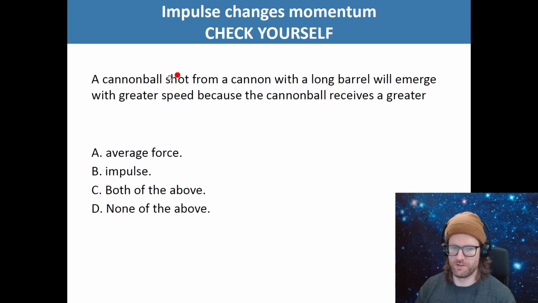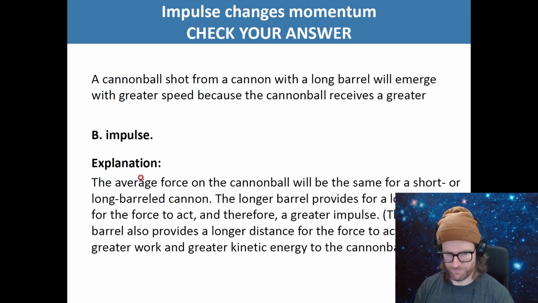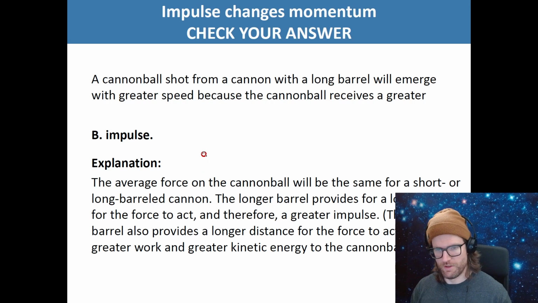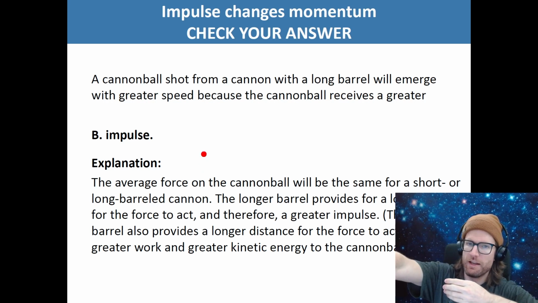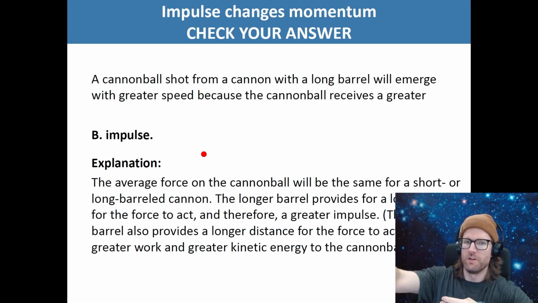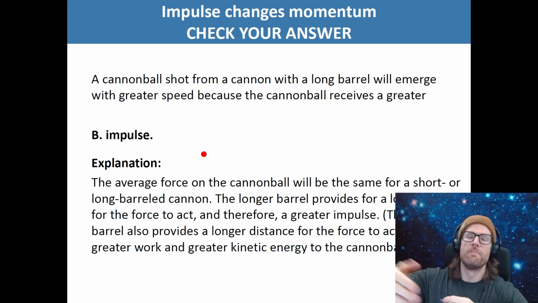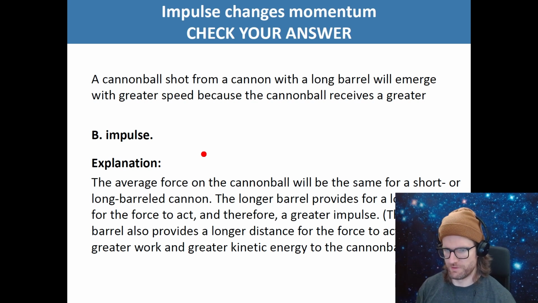Okay, let's do some questions. A cannonball shot from a cannon with a long barrel will emerge with a greater speed because the cannonball receives a greater, well, I'm going to go with impulse. We're not sure about the forces. Cannons are complicated. I'm going to go with impulse. If there's gas pushing the cannonball out, then it's going to be acting over a long period of time because it has a long barrel. So there'll be a large impulse when compared to a short barrel.